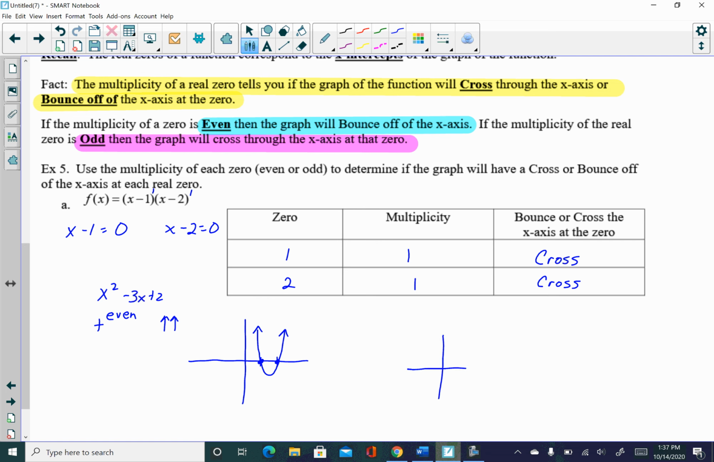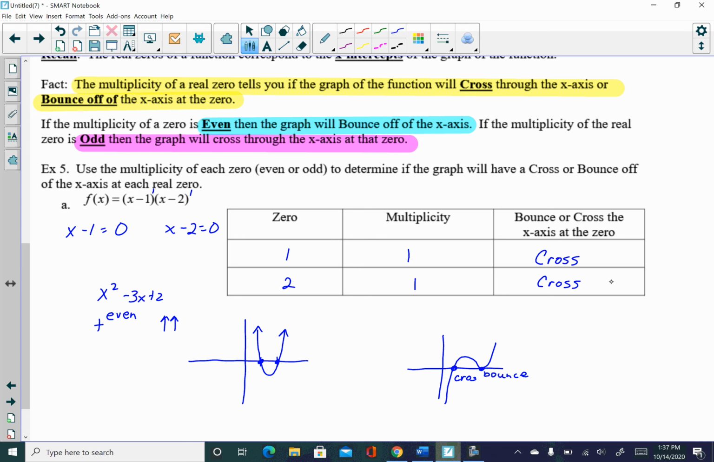When your multiplicity is even, what we mean by bouncing is that maybe you get to cross through one of your zeros and then bounce off. So we'll say here's a 0 and here's a 0. This is an example of crossing the x-axis. This is an example of bouncing off of the x-axis right there. So that's what our multiplicity is telling us, whether we cross or bounce off of the x-axis.